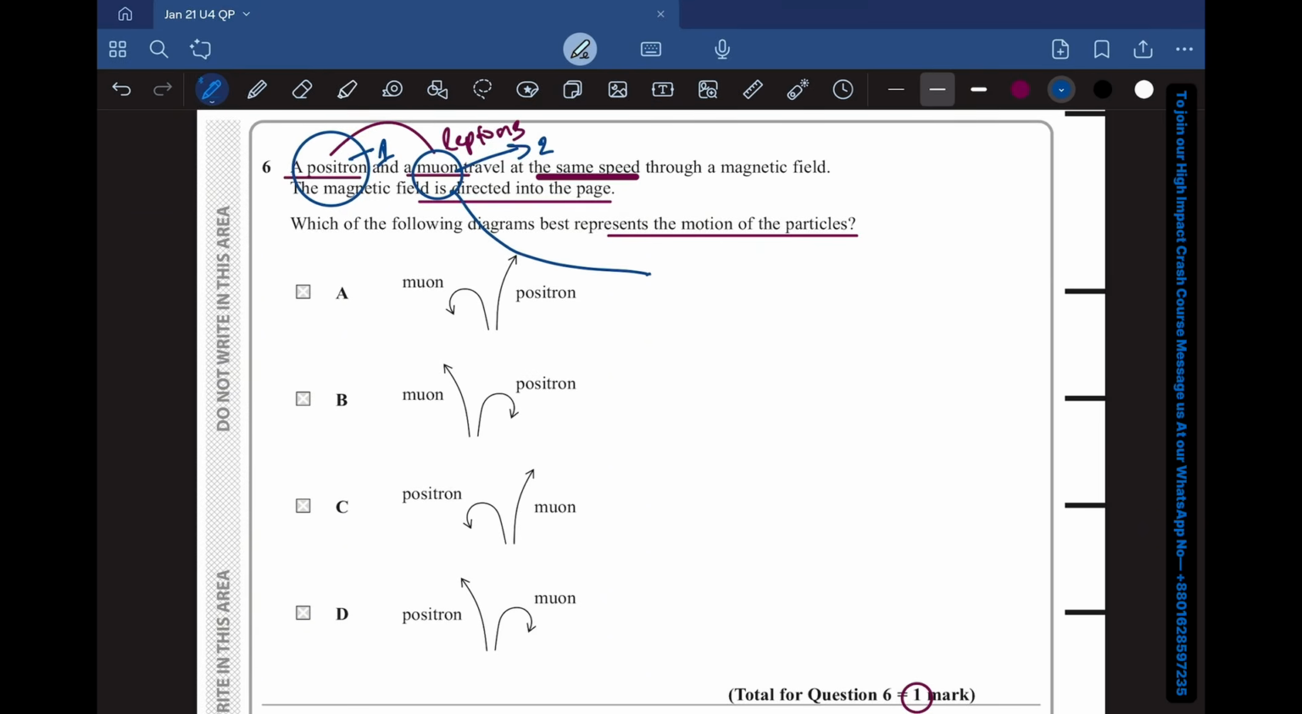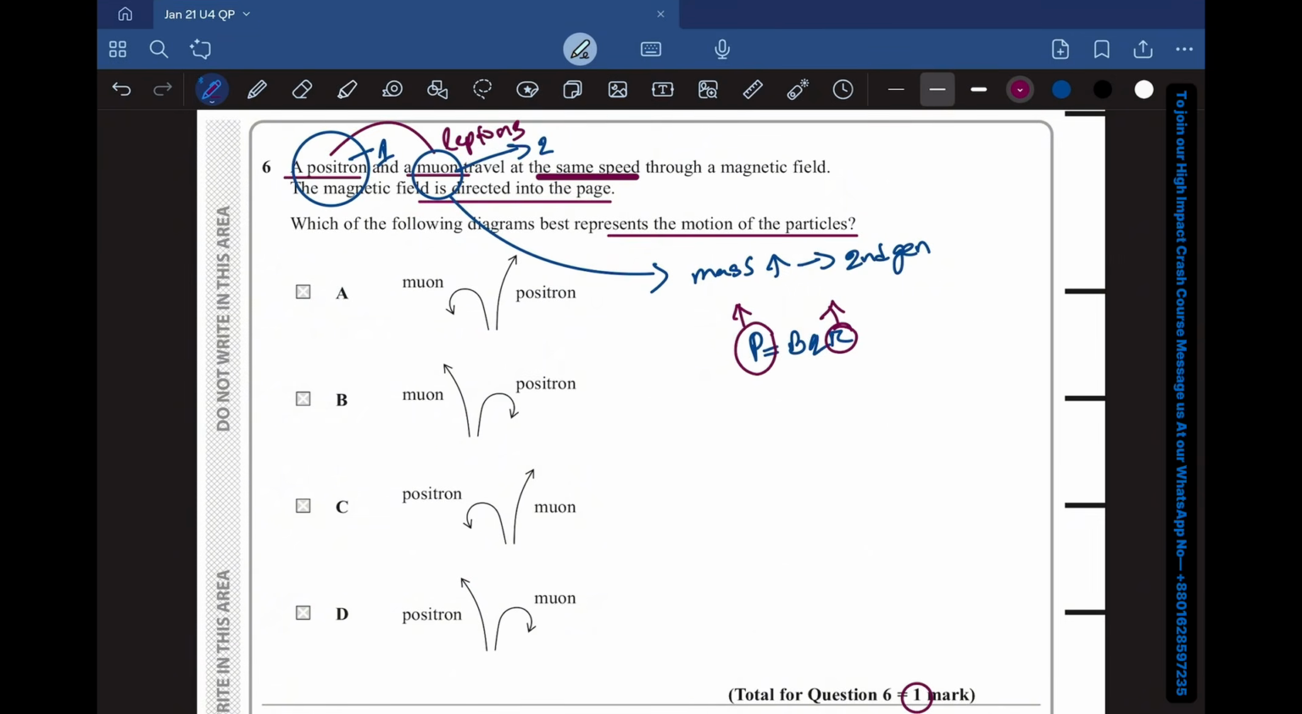And as muon is in the second generation, it will have a greater mass. Its mass will be greater because it is in the second generation. And if someone has a greater mass, its radius of curvature will be greater as well, because we know P is equal to BQR. If someone has a greater mass, its momentum is going to be greater as well, because momentum is equal to mass times velocity, and as its momentum is greater, its radius is going to be greater as well. So basically it will have a greater radius of curvature.